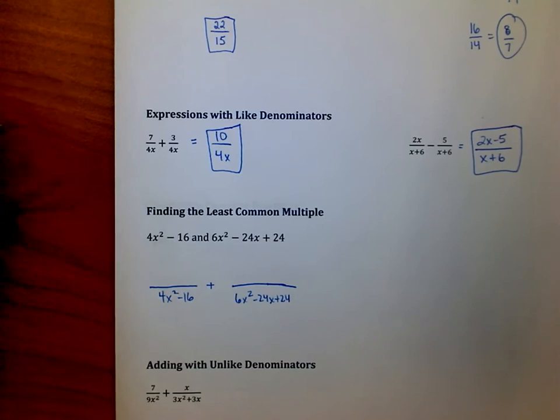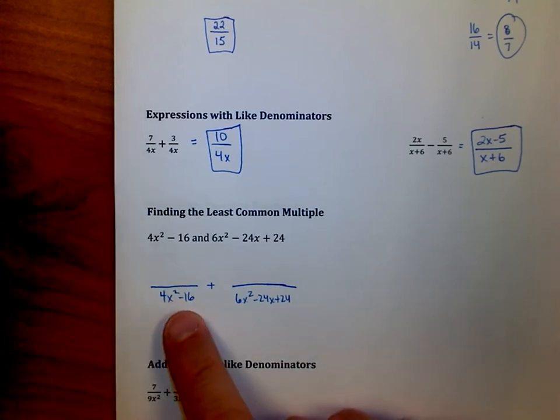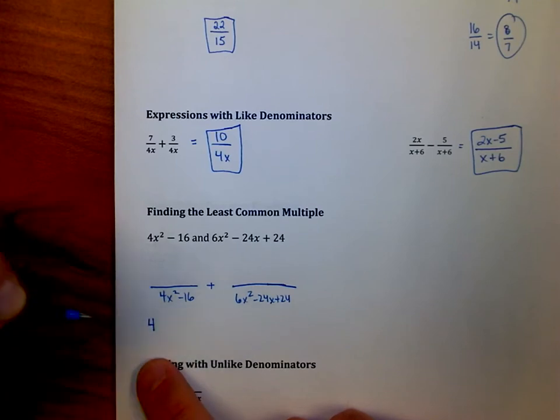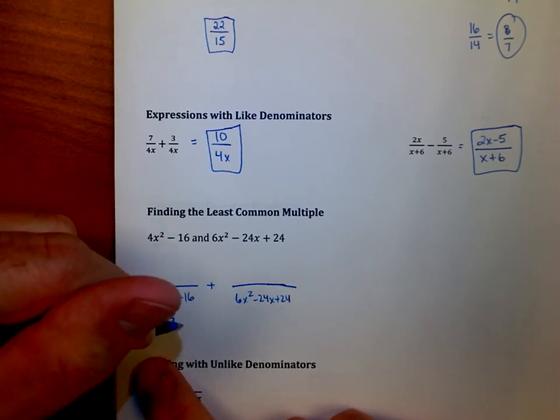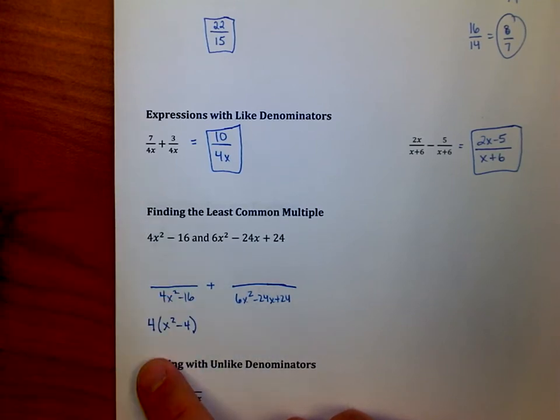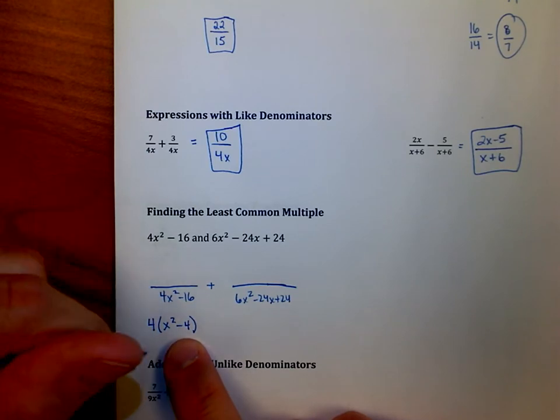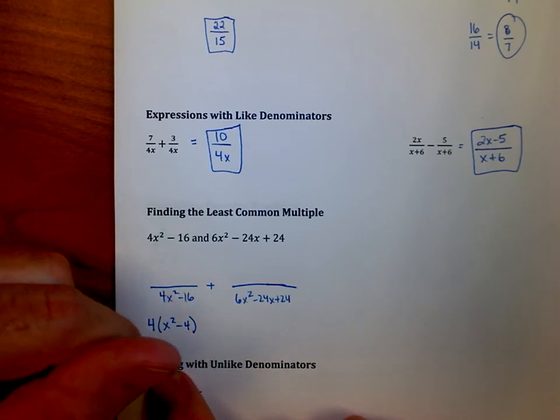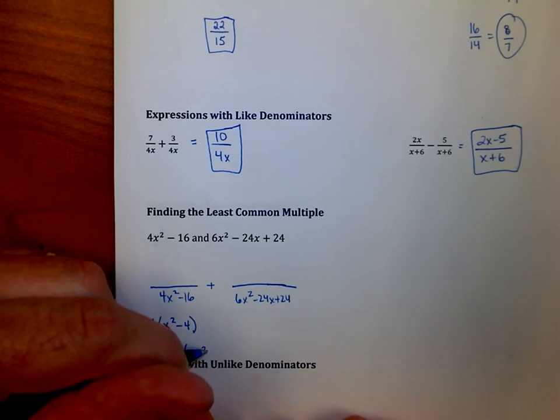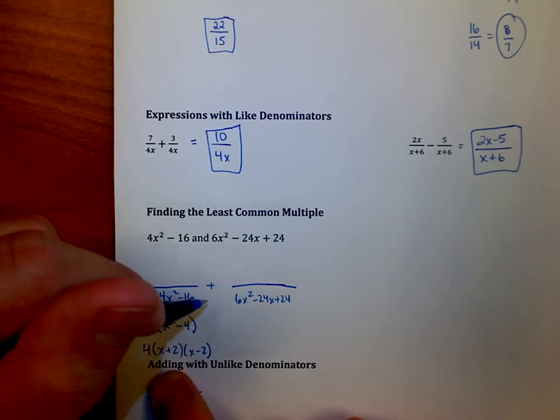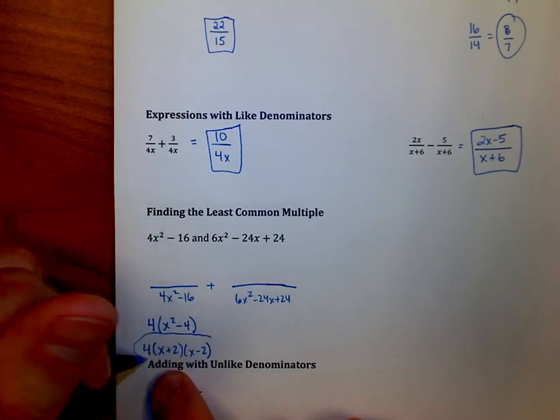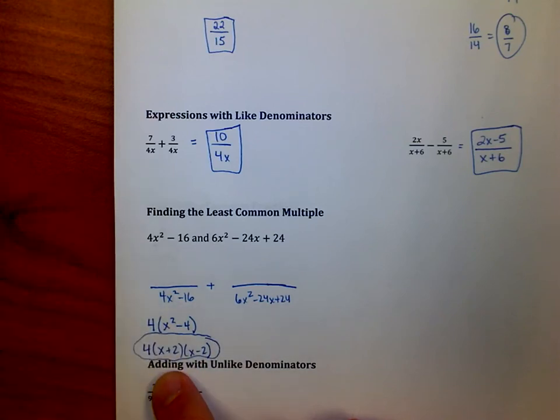Step 1, factor them. Let's pull a 4 out of this. That looks like 4 times, that would leave me with x squared minus 4. Now I can go even further with this, because x squared minus 4 is x plus 2, x minus 2. Now let's go over to this one. So I have the factored form out of that, right? Okay, we're going to keep that in our back pocket for a minute.